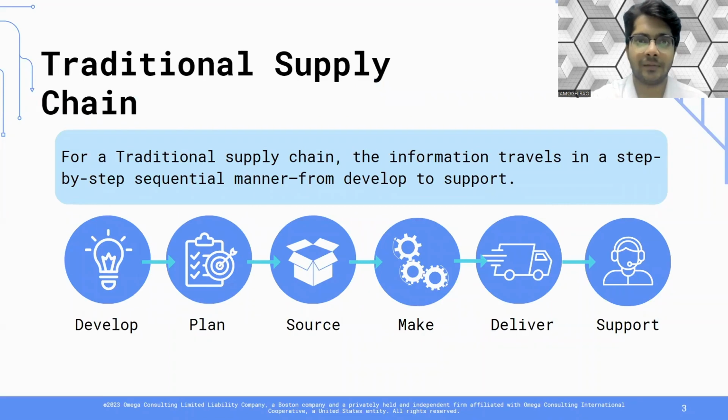To get started, what is a traditional supply chain? For a traditional supply chain, the information travels in a step-by-step sequential manner from develop to support. Any significant delay in one of the steps will have an impact and domino effect on the other parts of the supply chain management.